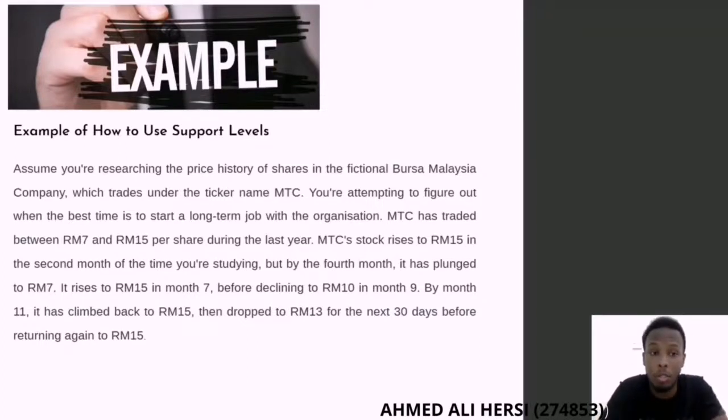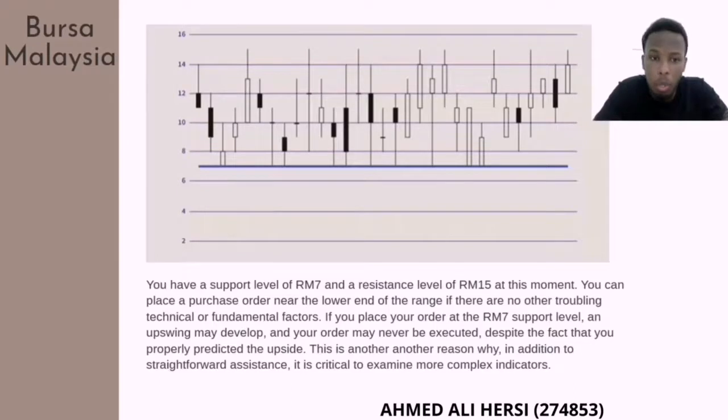It rises to 50 ringgit in month 7 before declining to 10 ringgit in month 9. By month 10, it has climbed back to 50 ringgit, then dropped to 30 ringgit for the next 30 days, before returning again to 50 ringgit. You have a support level of 7 ringgit and a resistance level of 50 ringgit at this moment.